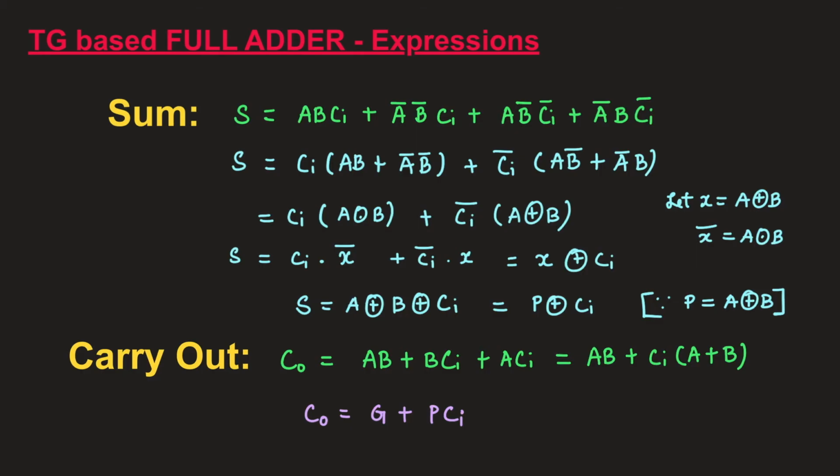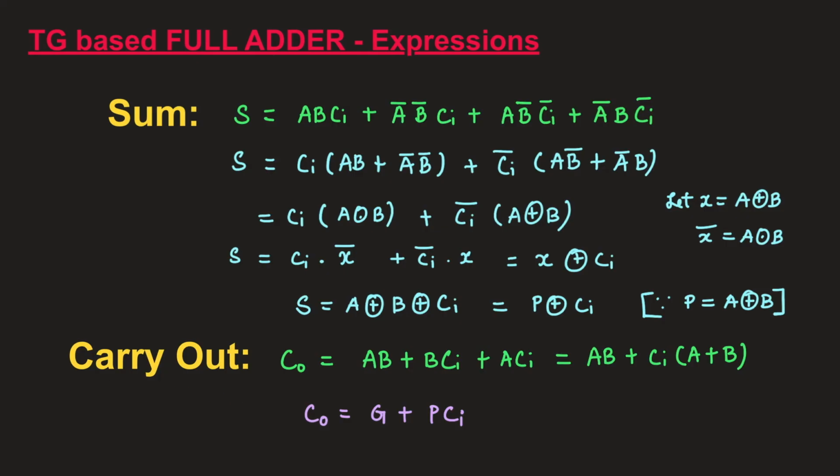Now we have the final expressions for sum and carry, which have to be implemented using transmission gates. Implementation of the sum expression, which is P XOR Ci, is very straightforward, and we have also seen how to implement an XOR function using transmission gates. We can just replace A and B as inputs. Instead of that, we can use P and Ci so that we can get the design of the sum expression for the TG based full adder. Now coming to the carry out expression.